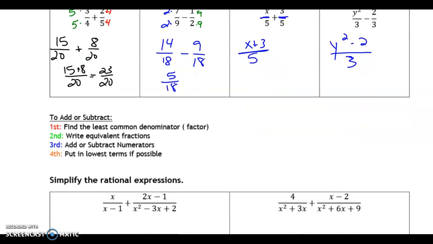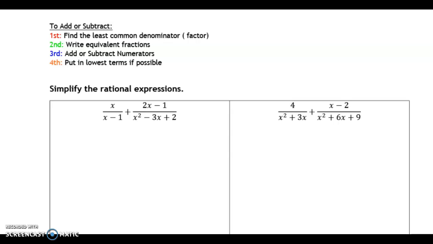All right, so let's get down to our problems here. To add or subtract, find the least common denominator. So you'll need to factor, write equivalent factors, add or subtract numerators, and put in lowest terms if possible. All right, so we need to first factor the second one to see what this first one's missing. Probably this first one is missing a factor, but what is it?